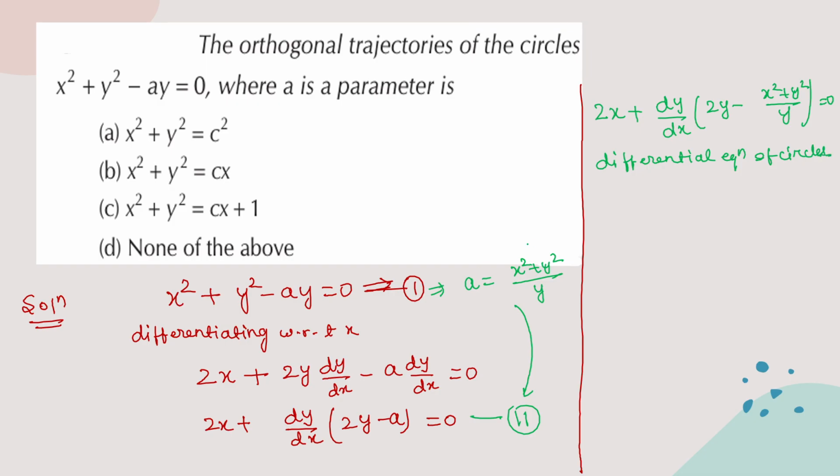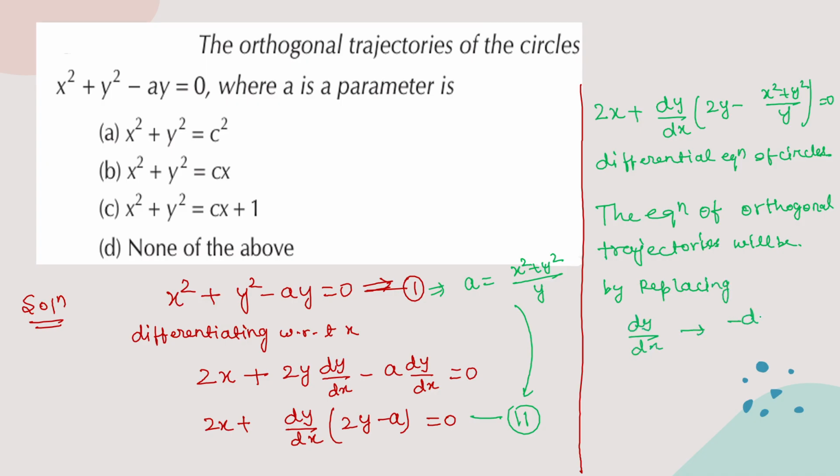Circles. But is it the orthogonal trajectory? No. In order to get the orthogonal trajectory, you will have to replace dy by dx by minus dx by dy. So the equation of orthogonal trajectory will be by replacing dy by dx by minus dx by dy. Do that and you will get another differential equation.